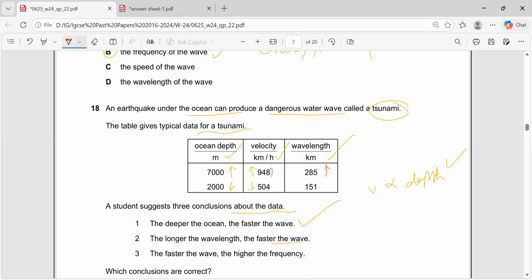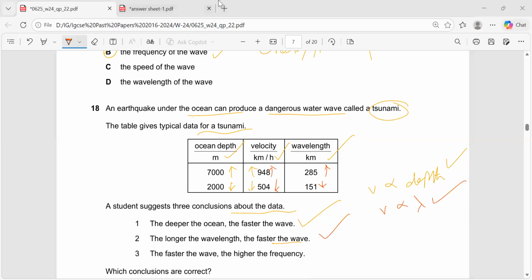Wavelength is more, speed is more. Wavelength is less, speed is less. Yes, that's okay. Speed is directly proportional to wavelength. So 2 is also correct. Then 3.